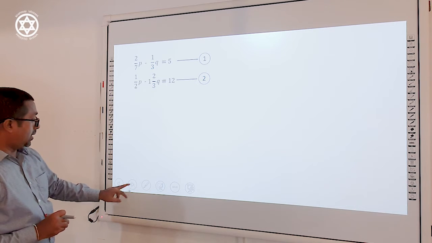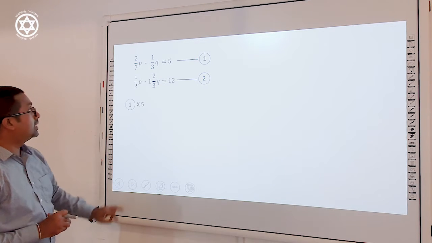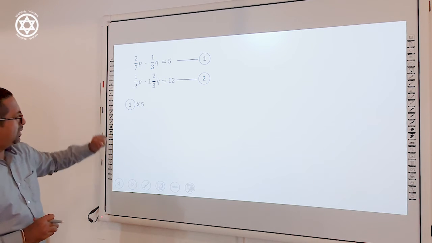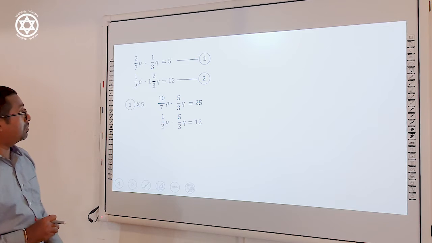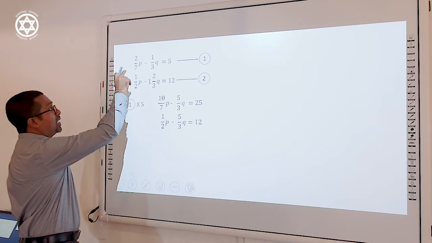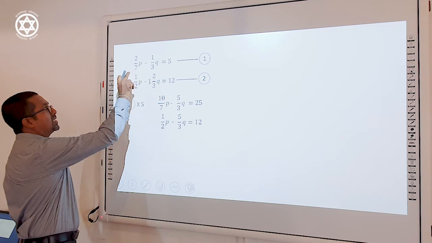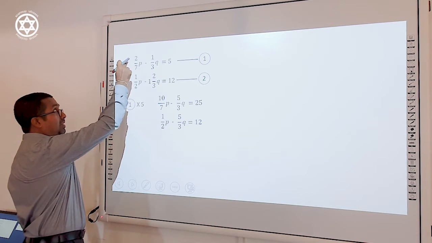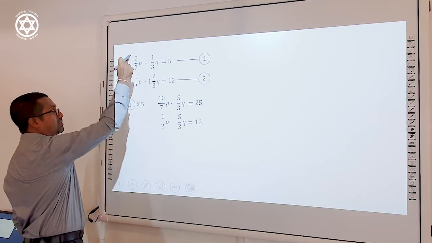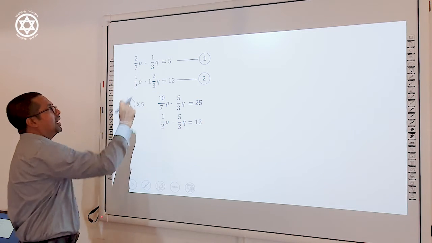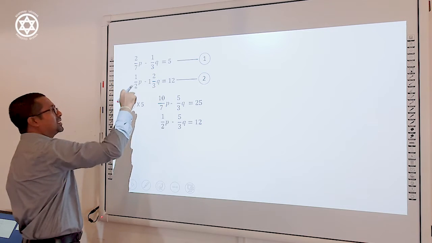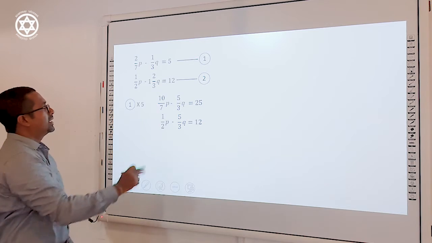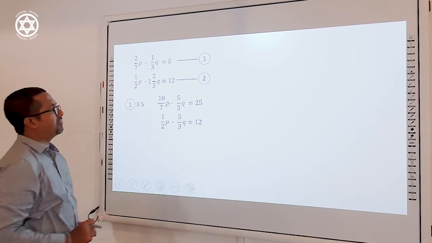When naming the equations, the first equation is multiplied by 5. You will see what happens when multiplied by 5. When we multiply each term of the first equation by 5, we can multiply the numerator because there are no common factors. 5 times 2, 10 over 7p. And when we multiply the second term by 5 it is the same: 5 times 1, 5 over 3q. Then 5 times 5 is equal to 25.